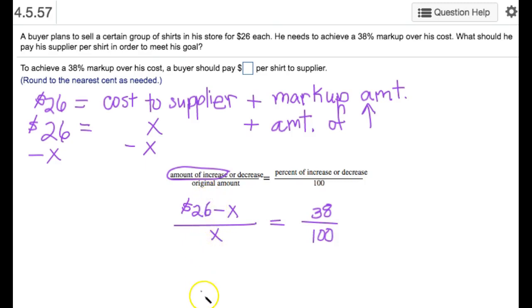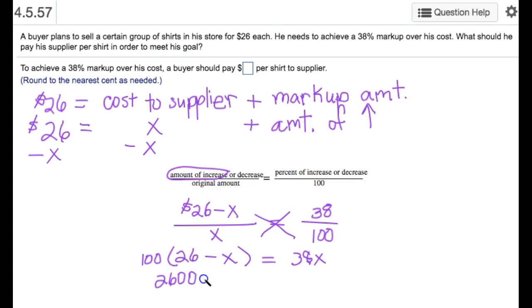It's a little more challenging to solve this one than some of those we've had in this chapter. You're still going to go about it by cross-multiplying. We're going to say 100 times this entire numerator, 26 minus X, equals 38X. The 100 is not just multiplied by the 26, but also by the x. So remember the distributive property. We want to multiply the 100 by the 26 and by the x.